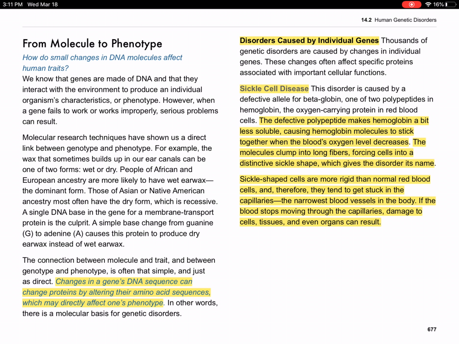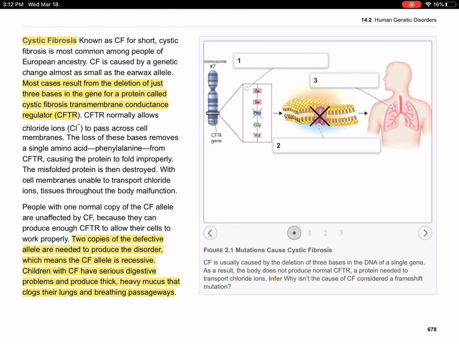And as they travel through the bloodstream, they don't carry oxygen very well, and they can also get stuck in the capillaries, which are very small blood vessels that connect the arteries and veins. And if they get stuck, you could have what are called sickle cell episodes, and that can damage whatever tissues or cells or organs this episode is occurring in. So that is one example of a disorder caused by an individual gene.